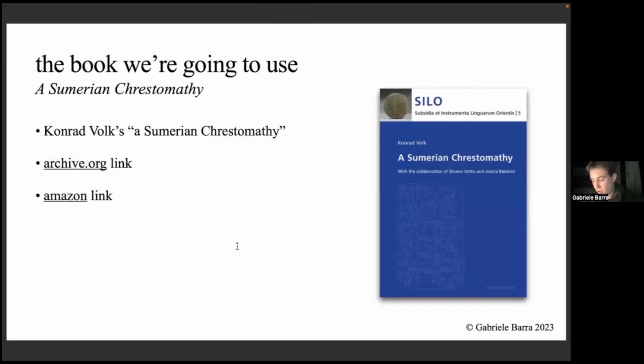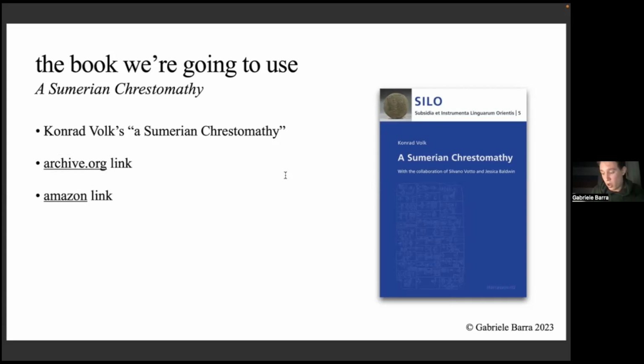So there is this amazing book called A Sumerian Chrestomathy by Konrad Volk. It's a truly amazing book, a game changer for Sumerology, I believe. And I have it right here. You can find the free version, a free PDF, on archive.org. I have included the link. Or if you wish to buy the paperback, you can get it on Amazon. Now, I wish I had some sort of partnership, but I don't. Sad. But again, we'll be taking tablets from this book.